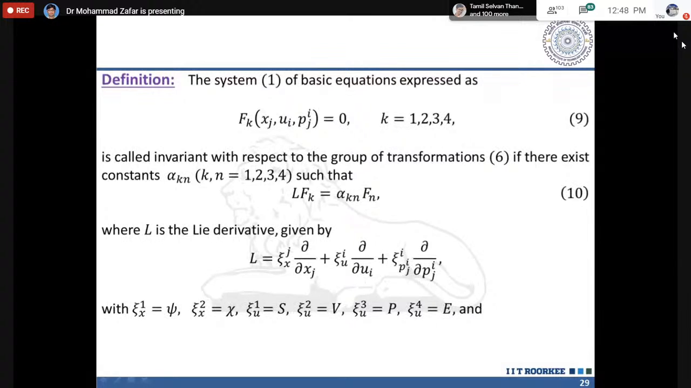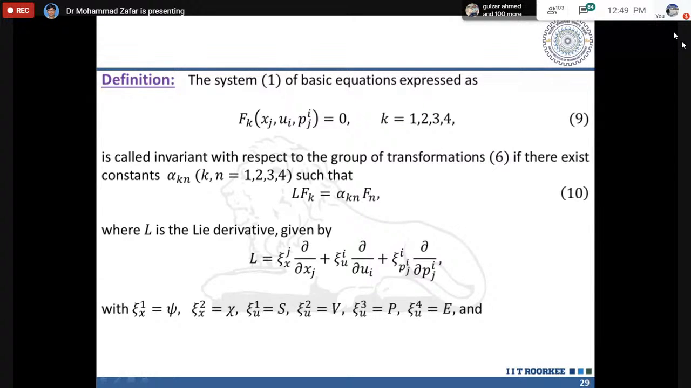The system is called invariant with respect to the group of transformations if there exist constants alpha kn such that L operating on Fk is equal to alpha kn times Fn. There is a special name for this. This is not simply invariant; this is constantly conformally invariant, because alpha kn is there. If the right hand side is 0, we simply say it is invariant. Here it is constantly conformally invariant, because the right hand side has the constant alpha kn, where capital L is the Lie derivative.